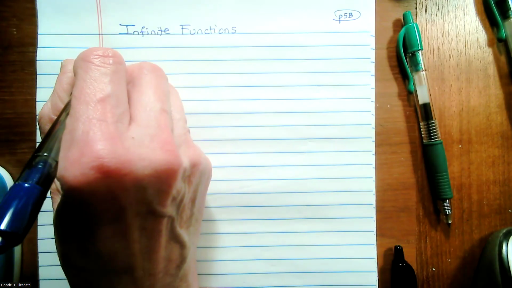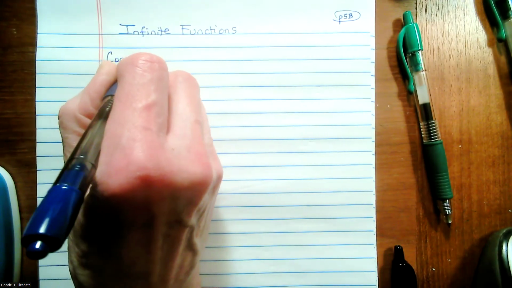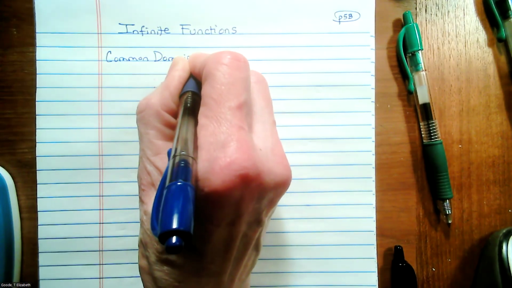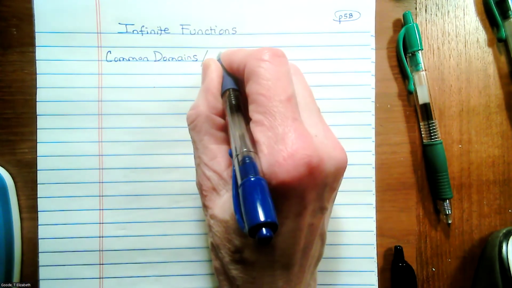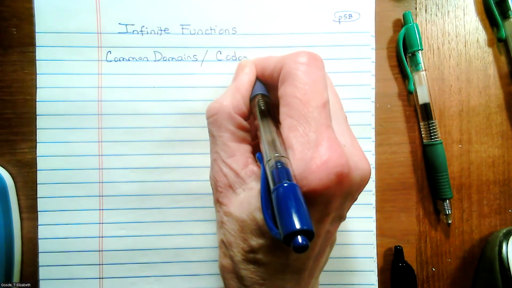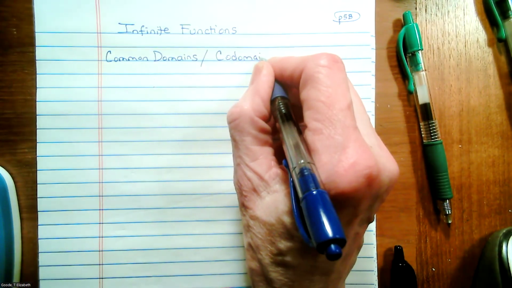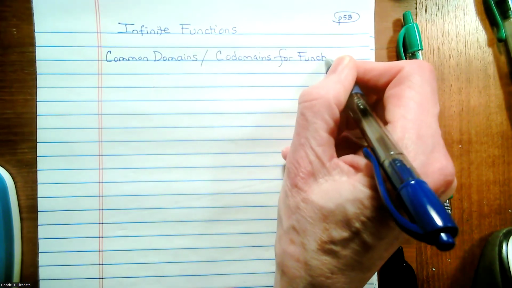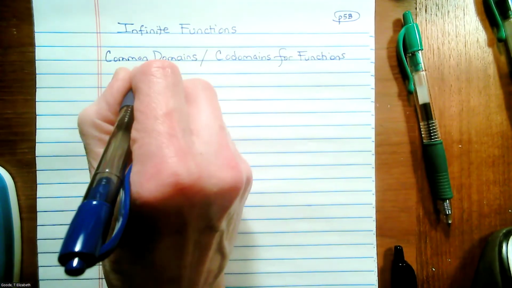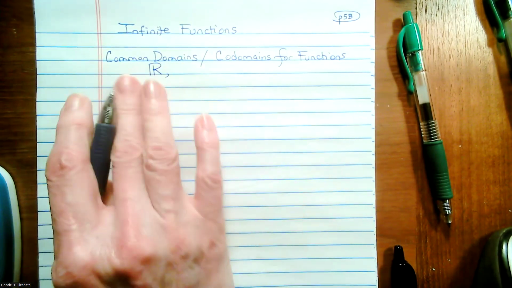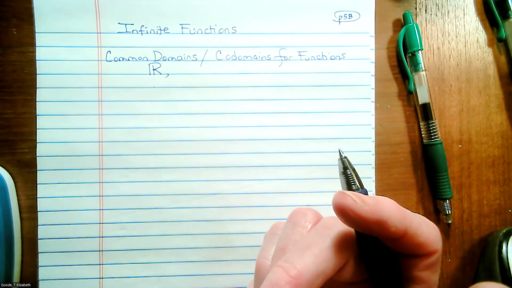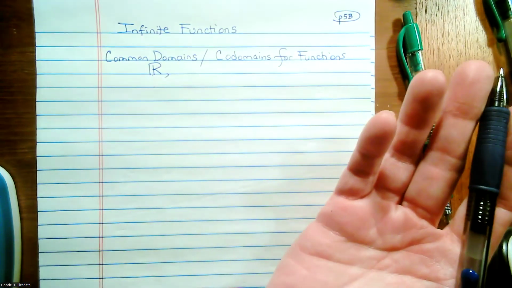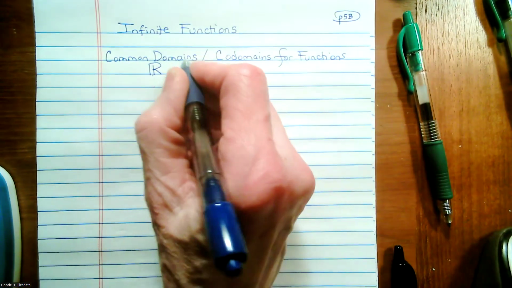So we're going to talk about common domains first and codomains when we play infinite function games. These are the most common sets for domain and codomains for functions that are infinite. And those will be familiar. The reals, that's a very common set that's used as a domain or a codomain. And of course, it's infinite, so it gives rise to an infinite function.